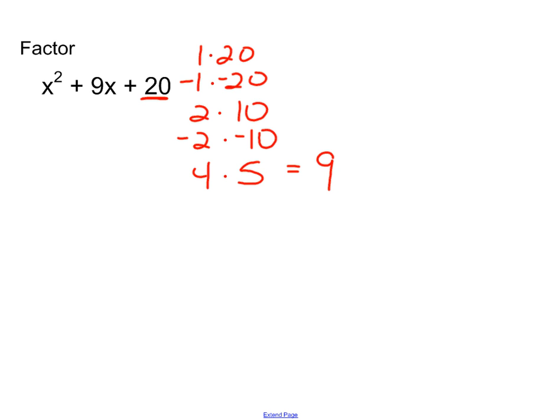Now, if I would have noticed it a lot earlier, if you would have looked at 20 and known that 4 times 5 is 20 and that they add up to 9, you don't have to write the rest of these down. You simply have to write them down until you find your answer. And so 4 plus 5 is 9, so my factors are x, and it's a positive 4, so we'll put x plus 4, and then x plus 5.